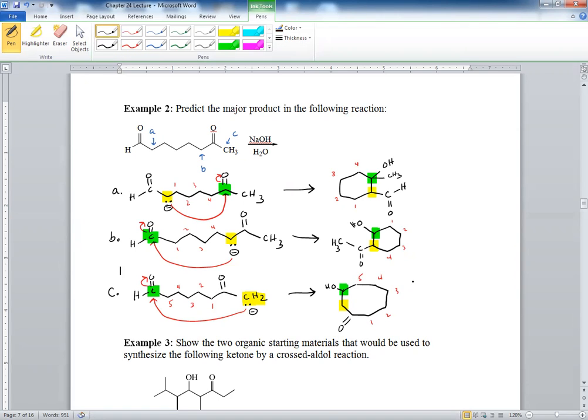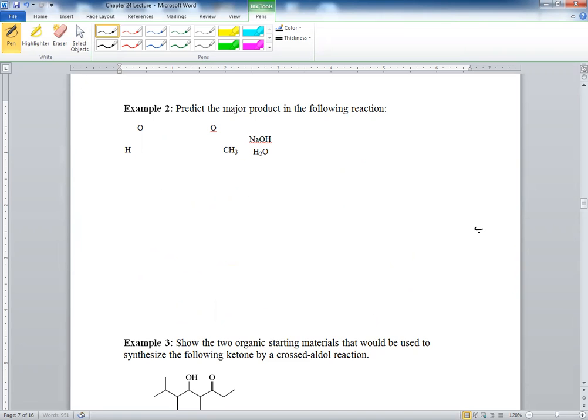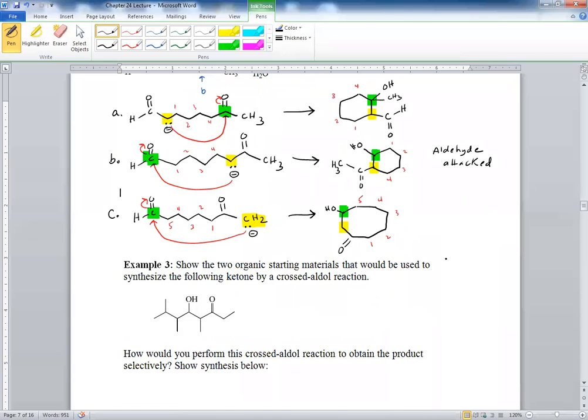All right, so which of these would be the best outcome? And the answer would be the middle one, where the enolate is formed here. And the reason why is because you have an aldehyde being attacked. So here you have an aldehyde attacked, and you also formed a 6-membered ring.